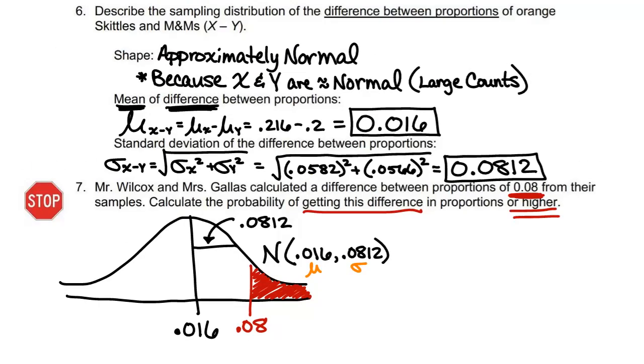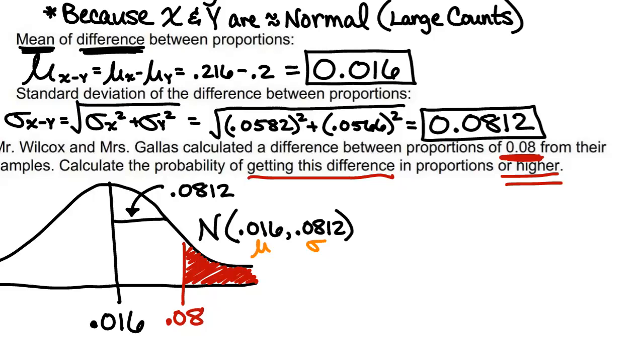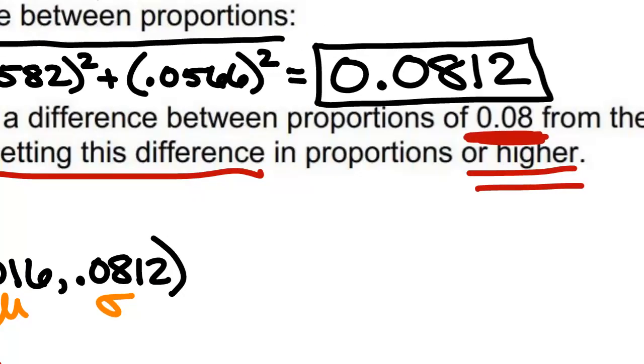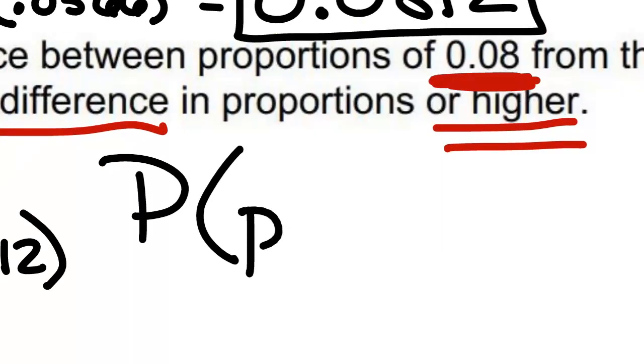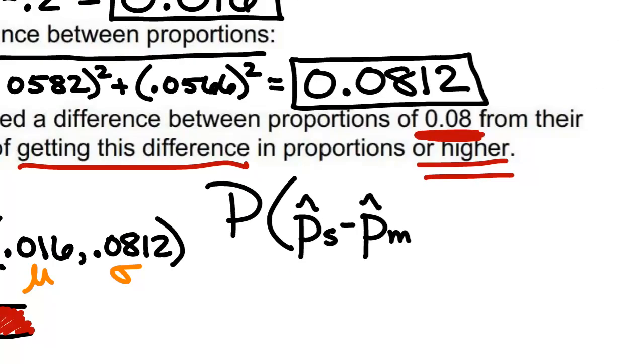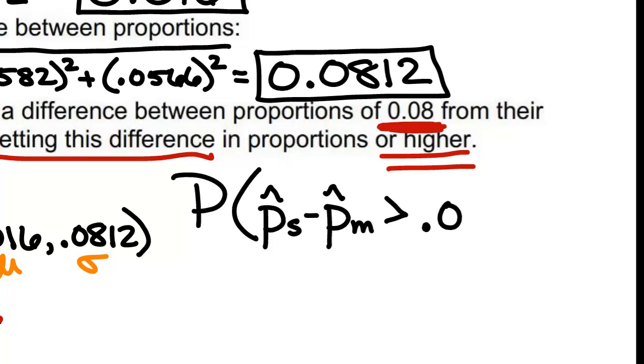How would I calculate that? First of all, what does my probability notation look like for something like this? All right, so probability notation has to start with what? Big capital P. Then parentheses. We have a difference in proportions, right? So P hat Skittles minus P hat M&Ms. I want to know the probability that the proportion of Skittles minus the proportion of M&Ms is bigger than or equal to 0.08.